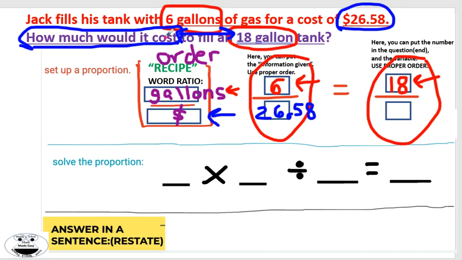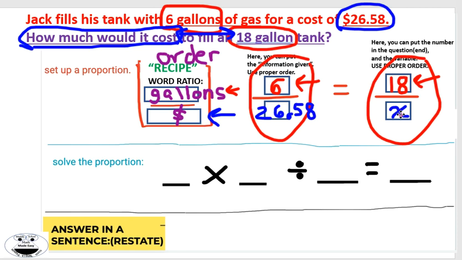But since we do not know how much it costs, whatever it's asking us for, that's when we put the variable, the unknown, or you might want to use a question mark. I'm going to use a variable. I'll use X. You can use any variable. You might want to use C, Y, it doesn't matter. But remember, two things. We know that the money goes on the bottom.